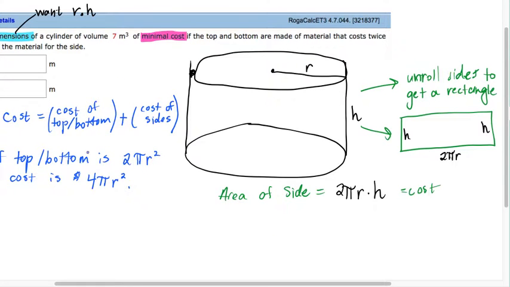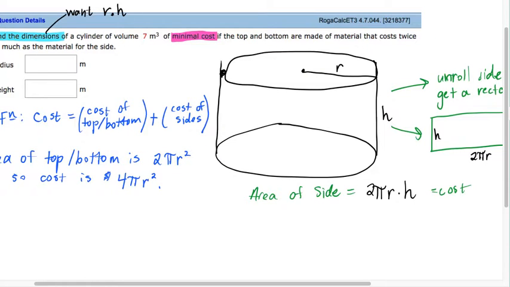So if we put all that together for our cost function, just add them all together, and we get cost C is the cost of the top and bottom, 4 pi r squared, plus the cost of the sides, 2 pi r h. There's my objective function with two variables, r and h. I still haven't used the fact that the volume is 7, the constraint. So that's what we can use to get h. I'm trying to get h in terms of r.